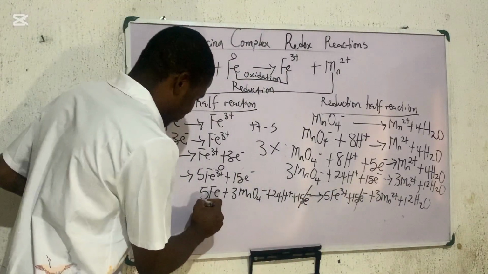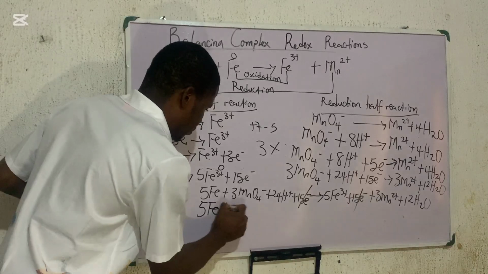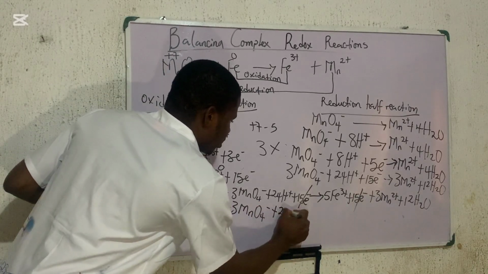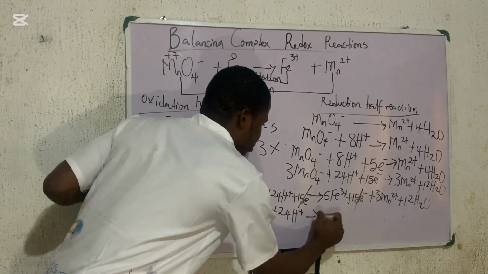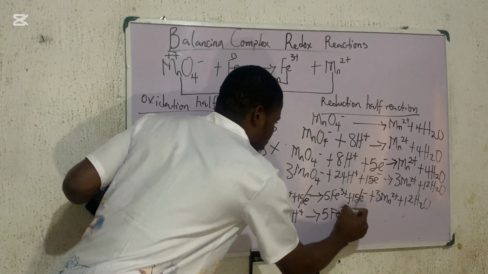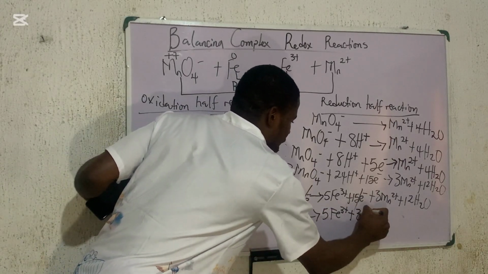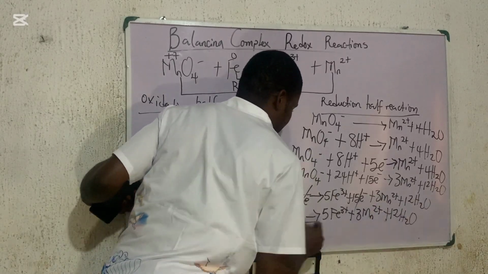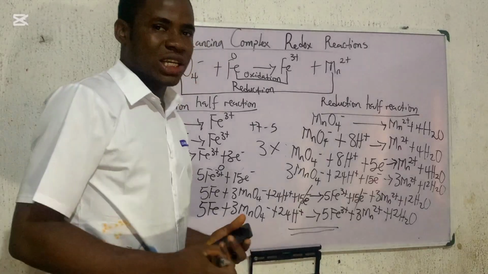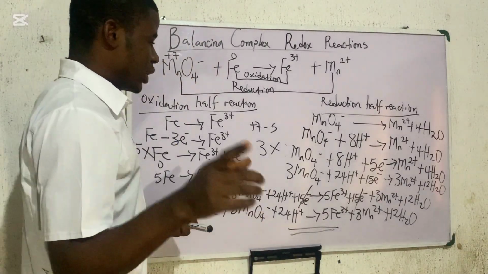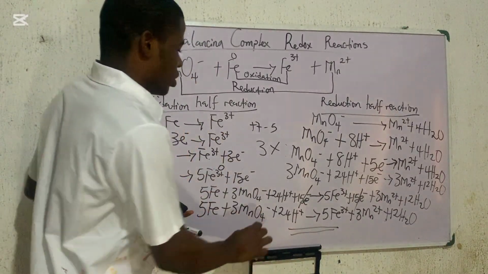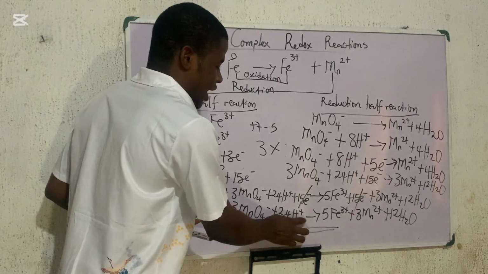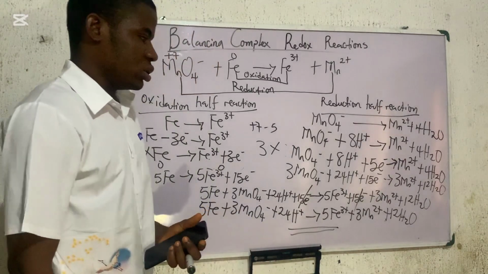So what I'm having last is 5 Fe plus 3 MnO4 minus plus 24 hydrogen ion gave me 5 Fe3 plus 3 Mn2 plus 12 H2O. And that's my final answer in acidic condition. So you can see that it is acidic condition. Why? Because I have a proton here, I have a hydrogen ion. Does it make sense?